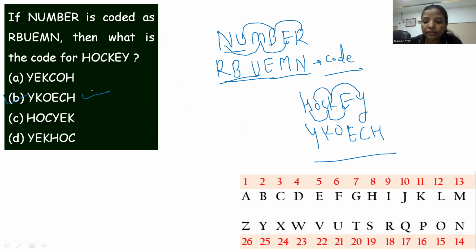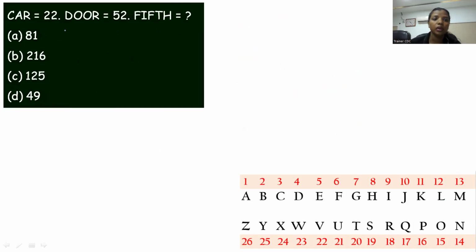So let's solve one more question. Car equals 22, door equals 52, and fifth equals question mark. Now, how is car coded as 22? We have to find out. Can we check the forward rank first? Yes, we can. C is 3, A is 1, and R is 18. If you multiply, you will get more than 22, right? If you add 19 plus 3, we get 22.